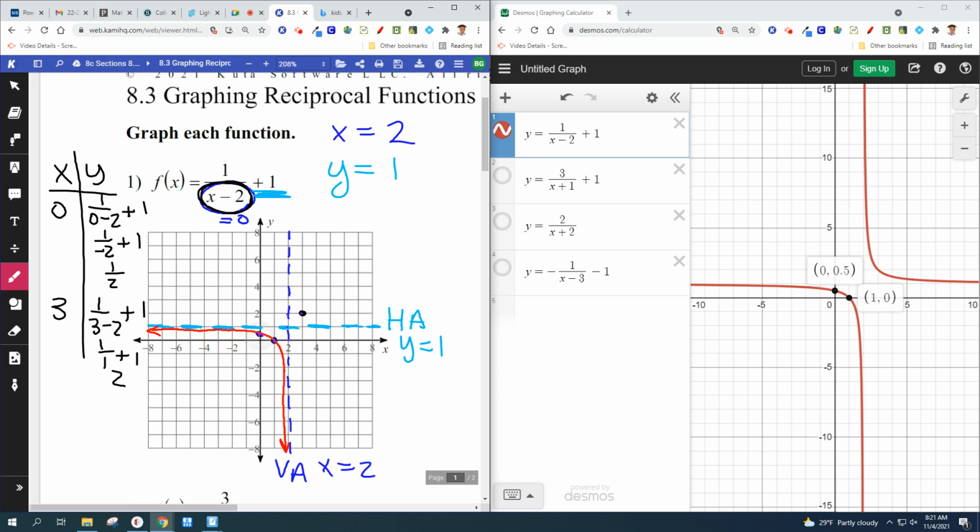So you look at this point right here. If I go over 2 and up a half, means I should go up a half and over 2, and there should be a point right there. You can just kind of use symmetry to find the reversed point.